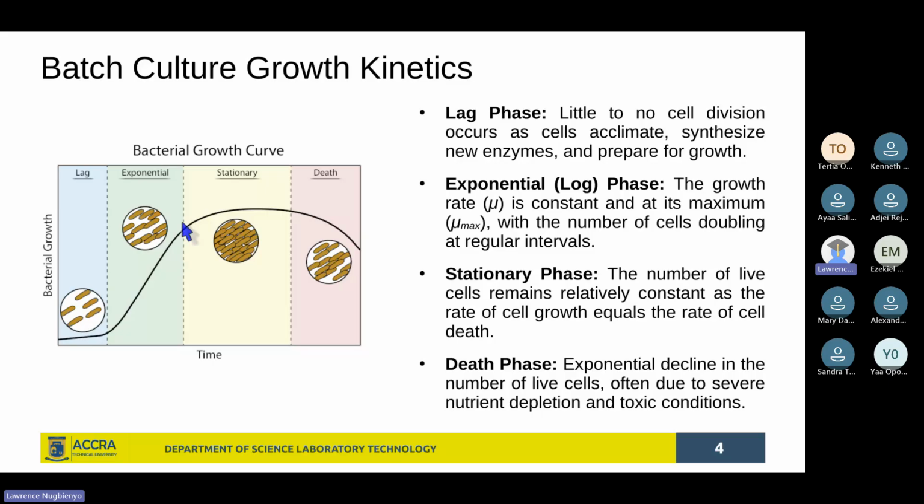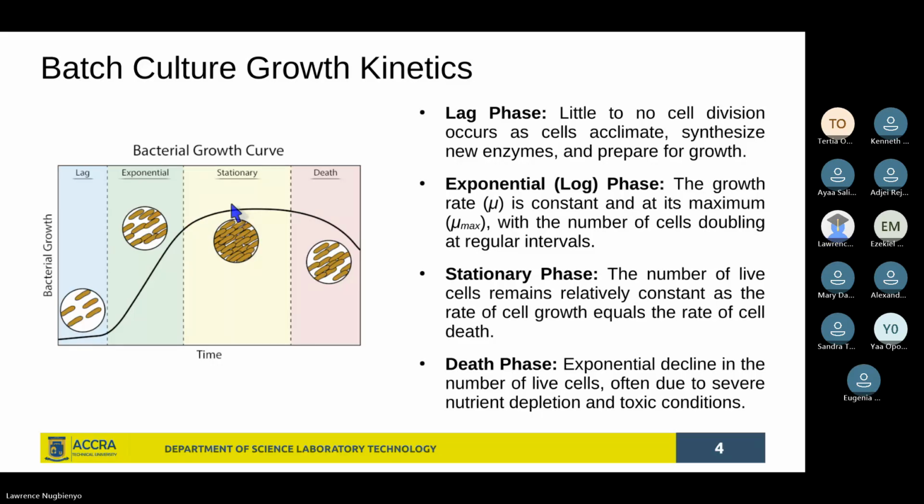And then you have a stage which you refer to as the stationary phase. So you see that is where you reach the maximum growth rate that we refer to, the mu max. At this stage, you do not have the microbe cells growing, but what you do have is the number of cells almost doubling at regular intervals, but the growth is stationary at this point.